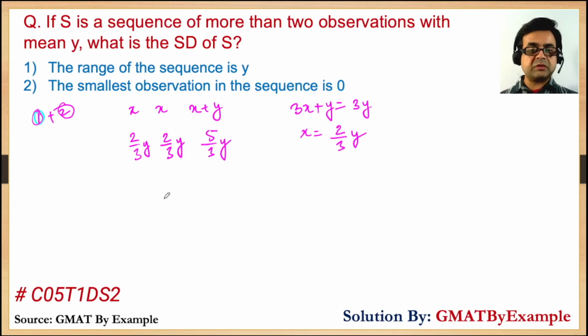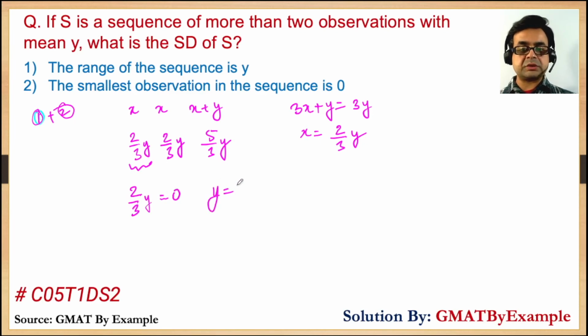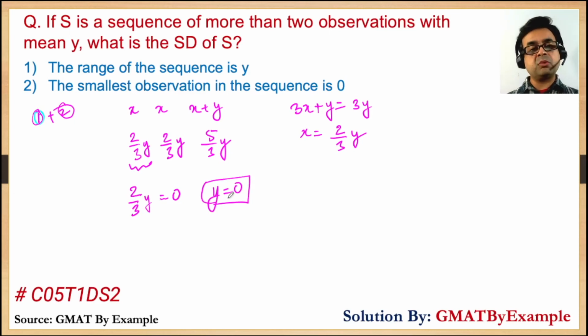Now, we are also given that the smallest observation in this sequence is 0. If I put the smallest observation in this sequence as 0, what do I get? I get y equals 0. Now, this is the most important concept in this question. I get y equal to 0. What does that make all the other terms in the sequence? 0. If I had 3 numbers in the sequence, each number would be 0. If I had 4, each number would be 0.